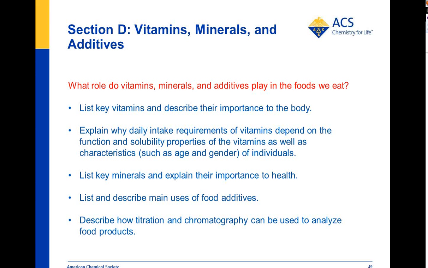Then in the third bullet, they're going to look at minerals and learn the difference between trace and macro minerals. The next bullet is about food additives, and this is where they start looking at risk-benefit analysis. And finally, they'll look at a couple of techniques through labs: titration, where they learn to measure the quantities of additives, and chromatography, and how they can identify what's in their foods.